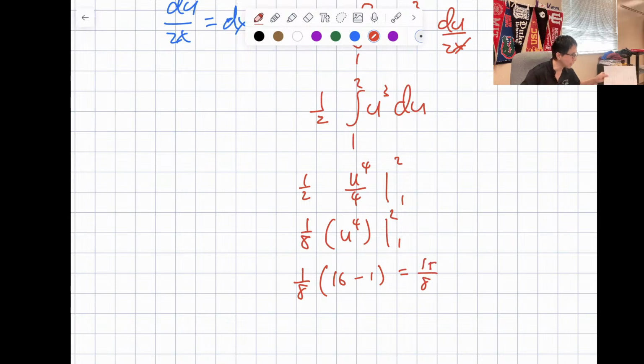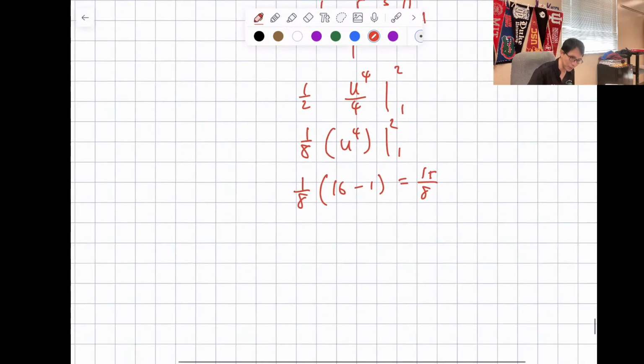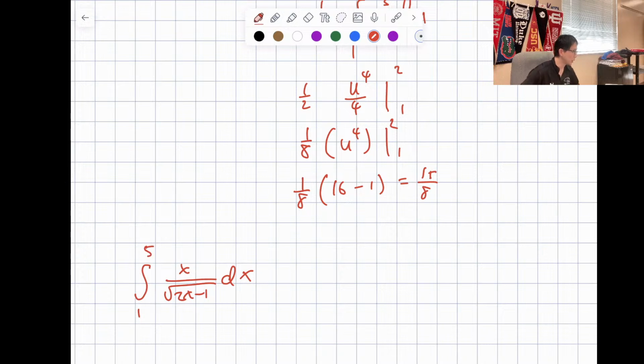Okay, so now the last one is a hard one for you. I changed your boundaries. If you know how to do this one, you are good for the test. I know you're probably going to run out of time to do this one, but I'll give you the answer. The answer is 16 over 3.